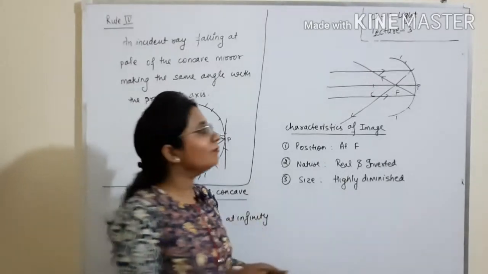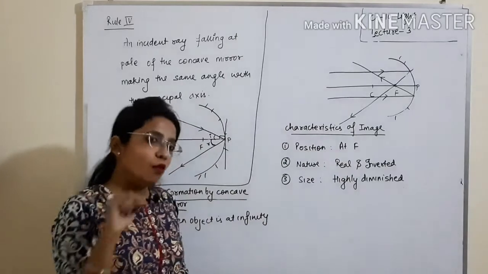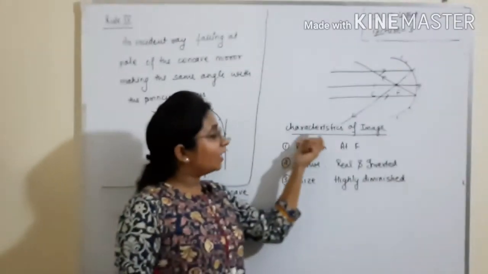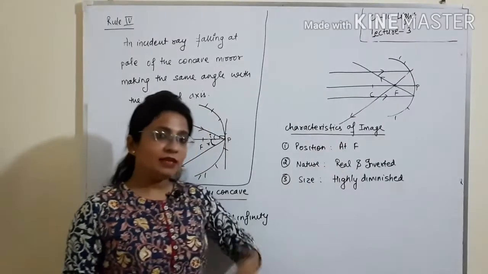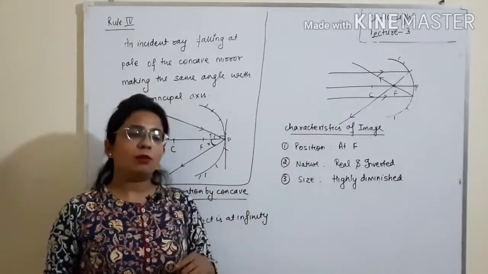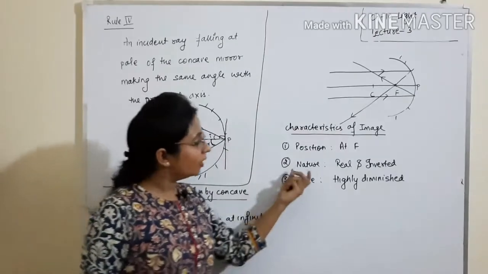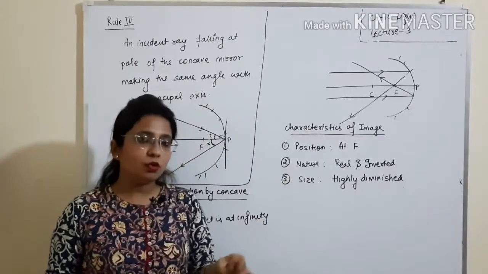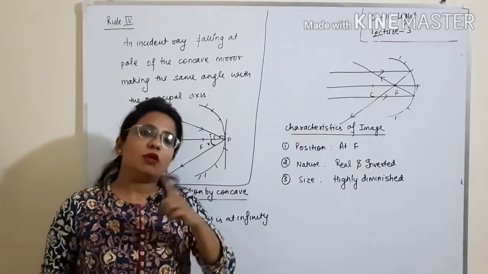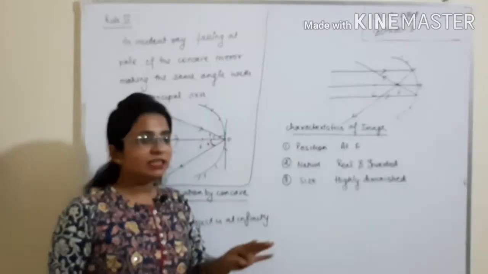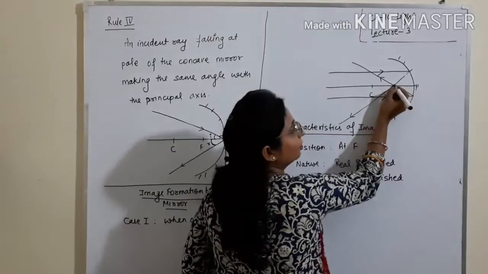So what can we see? That the two reflected rays meet at the focus. So the characteristics of the image will be: position at F, meaning the image has been formed at the focus of the mirror. Secondly, what kind of image? I already told you that a real image is always inverted and a virtual image is always erect. Here we can't see whether the image is inverted or erect because the image is just a point.